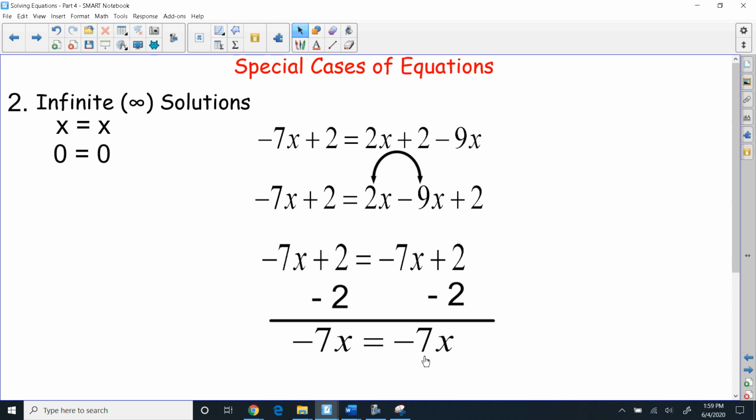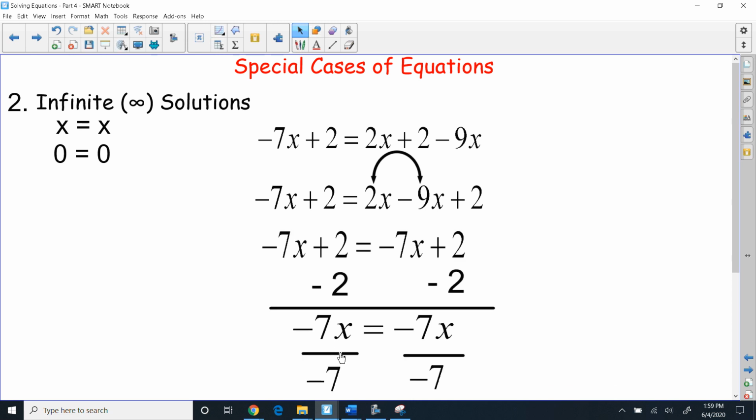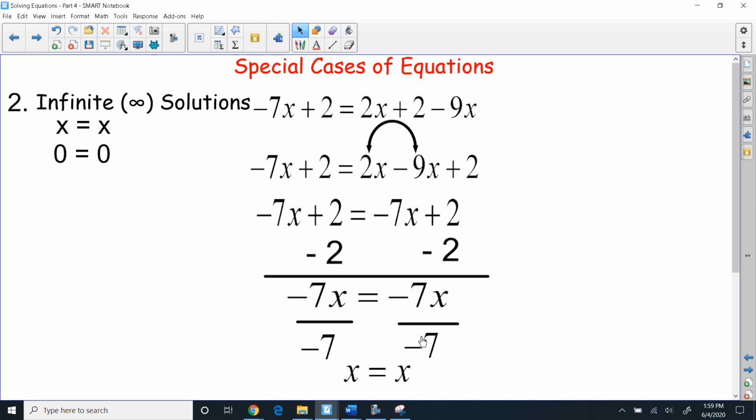So these are still equal. But let me solve for x like I normally would. I would divide by the coefficient. So I divide both sides by negative 7. The negative 7's would cancel out over there, as well as on this side, leaving me with x equal to x. Well, this x could be any number. So since it's any number, it's going to be equal to both sides. So whatever this side is I pick will be the same as that side.